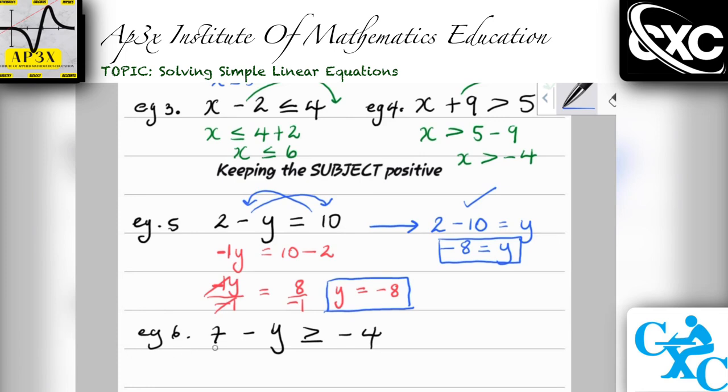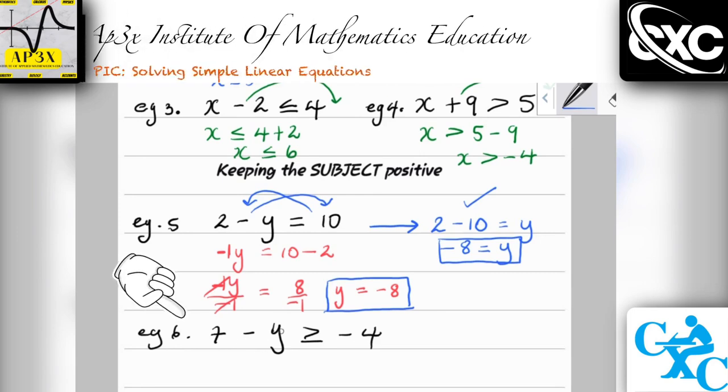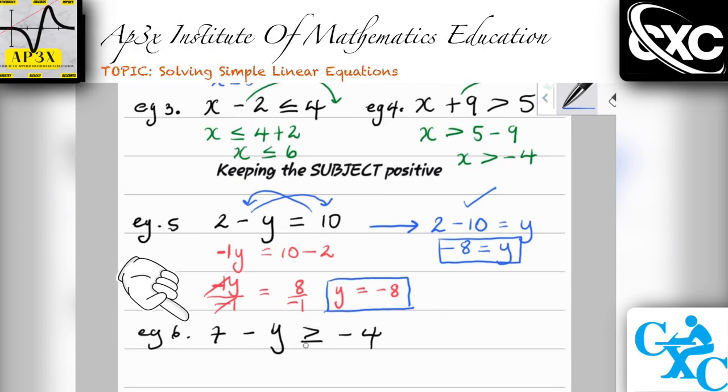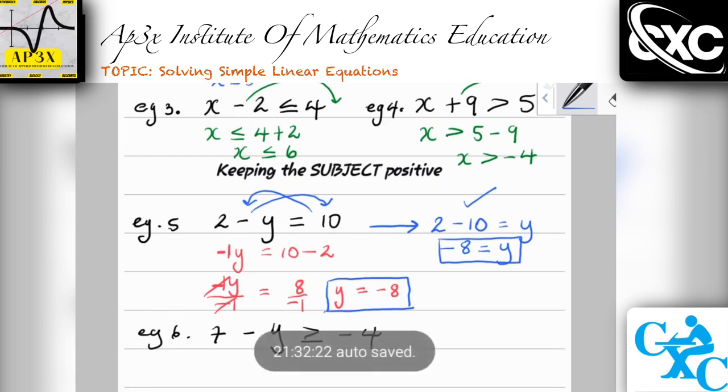All right, example number 6 here. 7 take away y is greater than or equal to negative 4. How do we solve this? Now, the very first thing that I look at before solving an equation is that I always check to see if my subject is negative or positive. Now you'll see here that my subject has a minus sign. So right away, that tells me that I'm going to be swapping the position of my minus y with the negative 4 here.